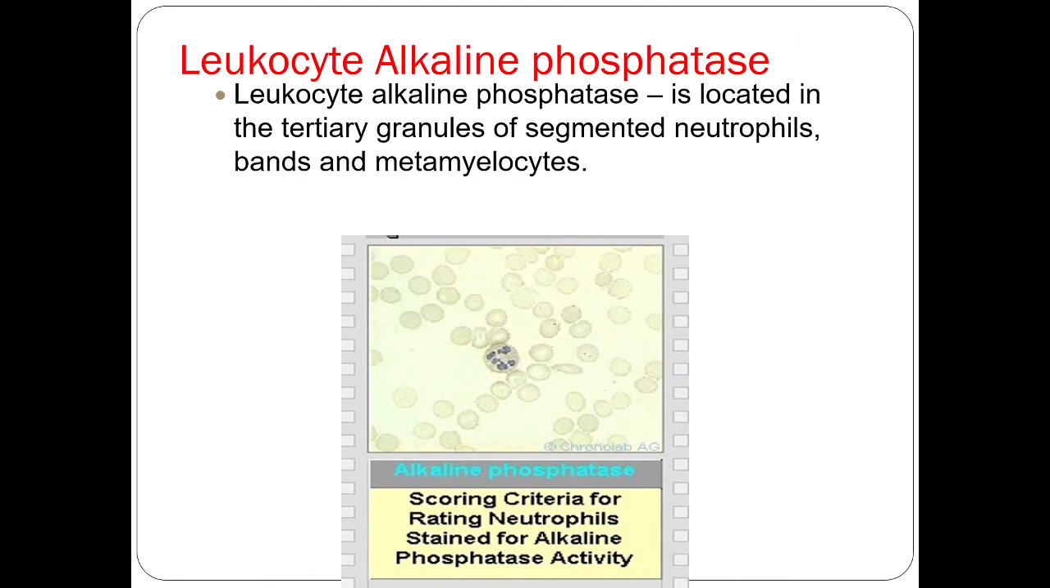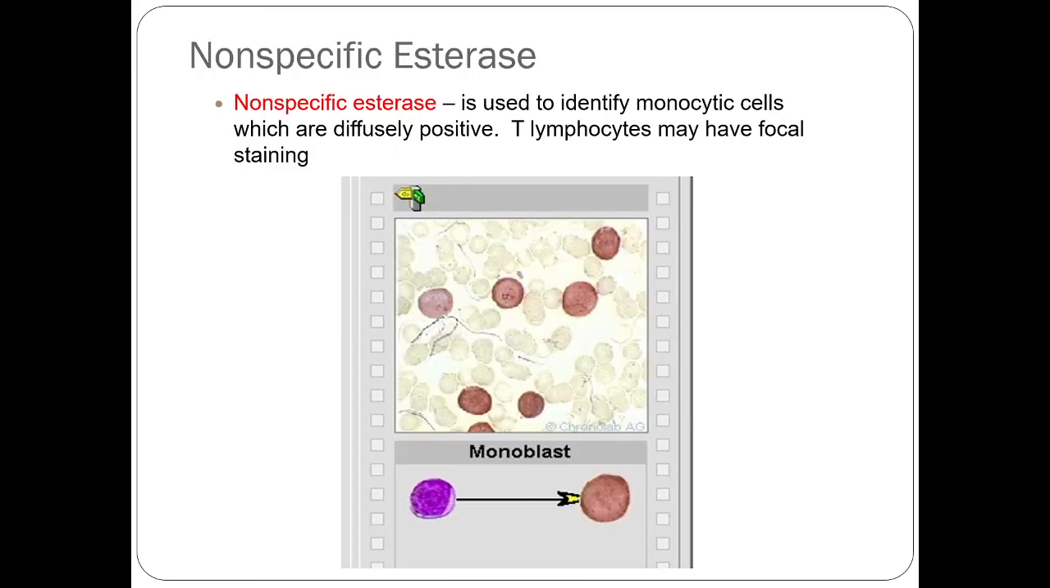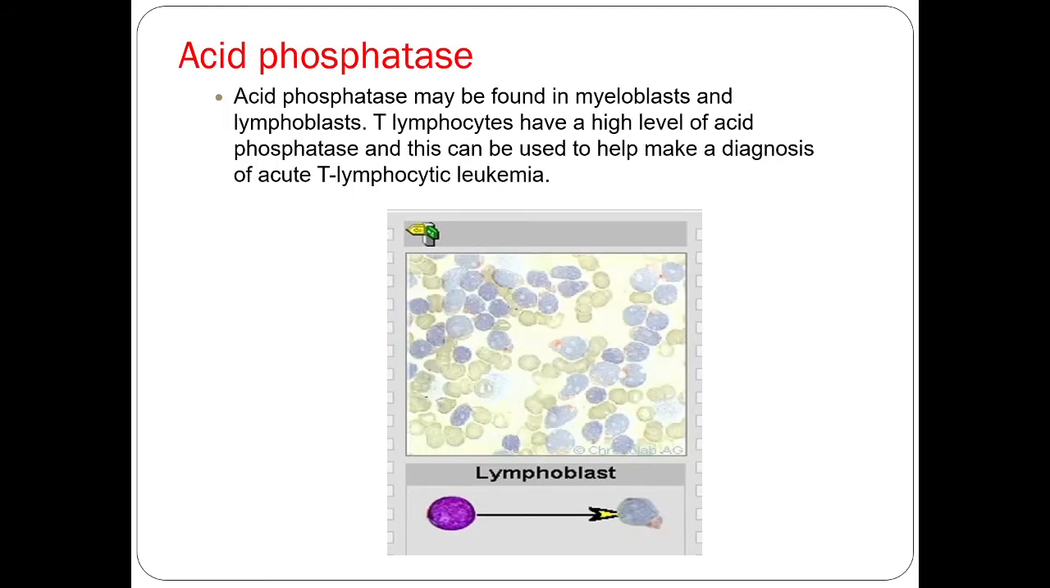Now leukocyte alkaline phosphatase. Leukocyte alkaline phosphatase is located in the tertiary granules of the segmented neutrophils, bands and metamyelocytes. Non-specific esterase usually identifies the monocytic cells, which are diffusely positive, and T cells may have focal staining. Acid phosphatase may be found in the myeloblast and the lymphoblast, but T lymphocytes have a high level of acid phosphatase, and this can be used to help make a diagnosis of acute T lymphocytic leukemia.